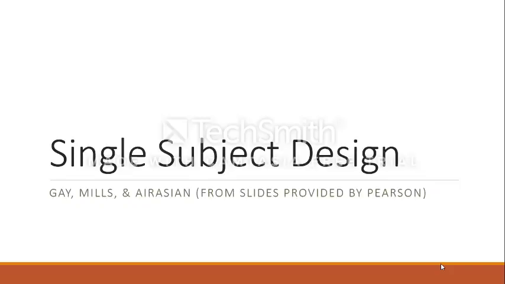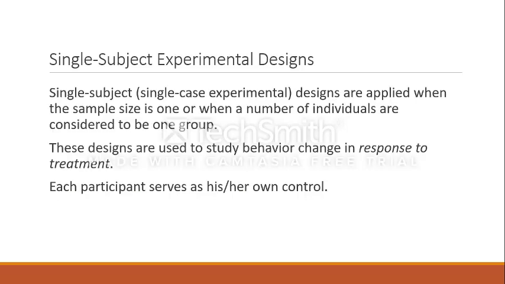So now we're going to talk about single subject design. Again, this is just a brief introduction. There are many other aspects to this, but this is just an overview for you to be able to understand the concept. So single subject experimental design is something you do with a single person or a single subject. Usually it's done when your sample size is pretty much one or a small group of individuals, and the idea again is for response to treatment. And in these scenarios, each individual serves as their own control.